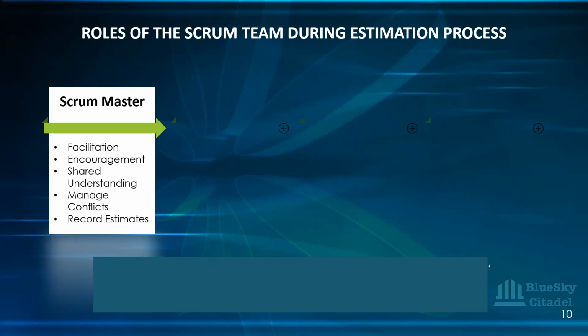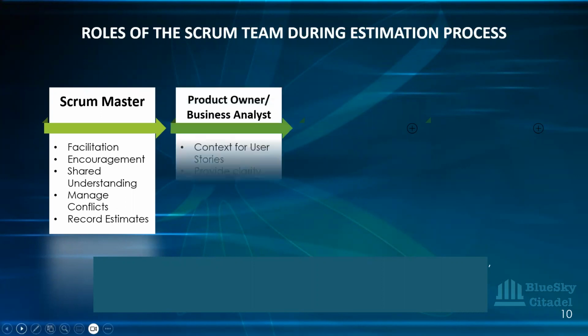So you have to be able to manage disagreements properly during the estimation process, and then be able to record the estimation. Once they've said, okay, we've reached a consensus, this is what it is, you put the number there, you save it onto the user story. That is you recording the estimate because you're the one facilitating the meeting. So those are some of the Scrum Master's responsibilities during the sprint planning.